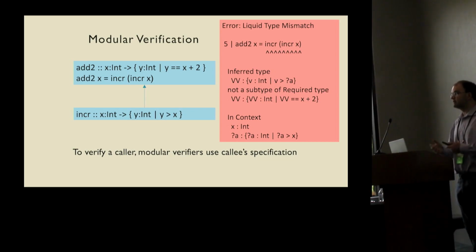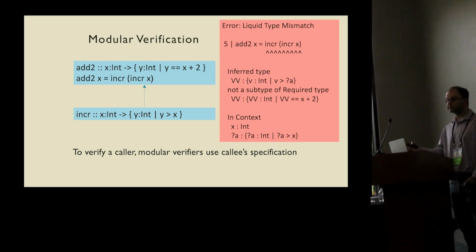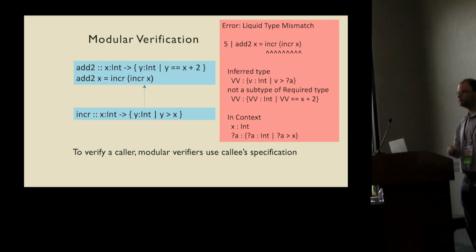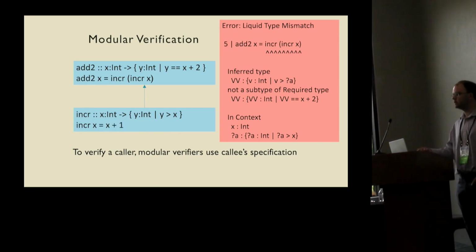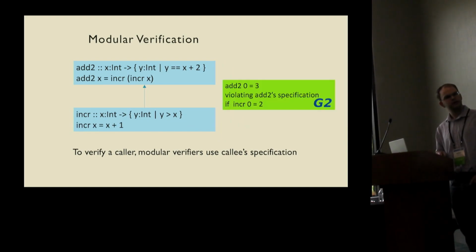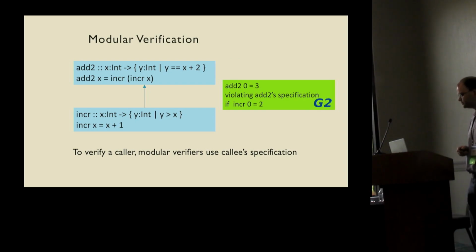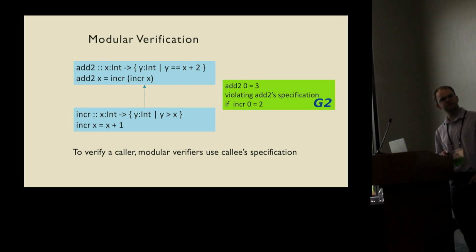Ideally, we'd like to find counterexamples, but there is no real counterexample here because the specifications are correct. But what we can do instead is find something that we refer to as an abstract counterexample, which indicates which specification needs to be improved and how it needs to be improved. So here's what an abstract counterexample looks like here. It says that add2 of 0 is equal to 3, violating add2's specification if incr of 0 equals 2.